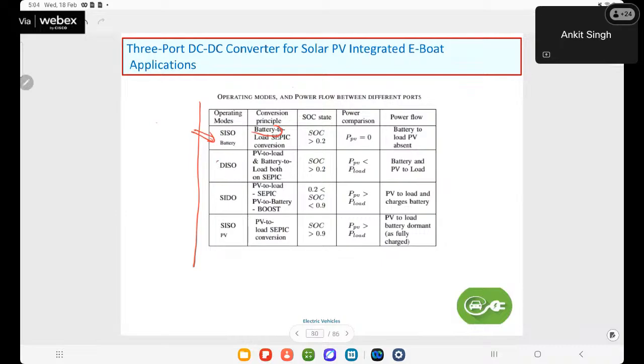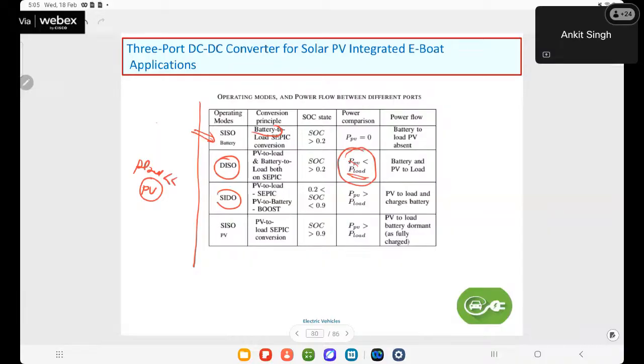Then the second is DISO, dual input, single output. Single output means the load is the output, and PV and battery act as inputs. This situation arises when the load power is higher than the power PV is generating. If PV is generating enough power, PV may supply all the power to the load. But if load power is higher than PV, then battery and solar PV both supply power to the load. The SIDO mode is single input, dual output.